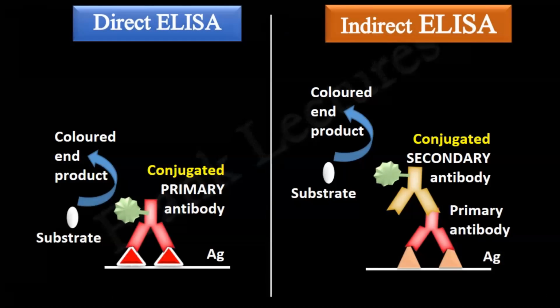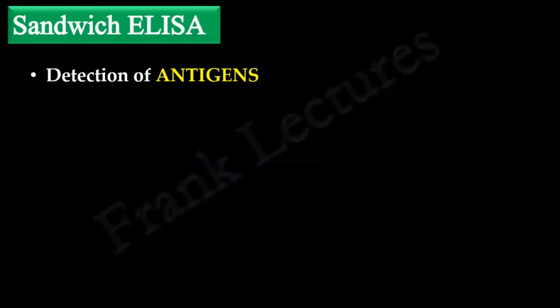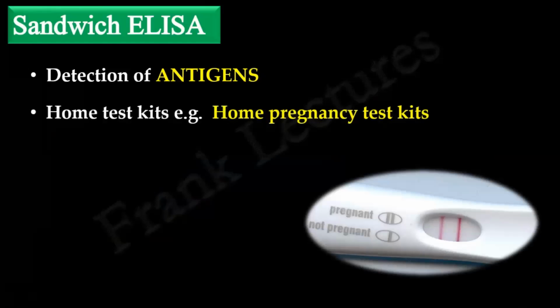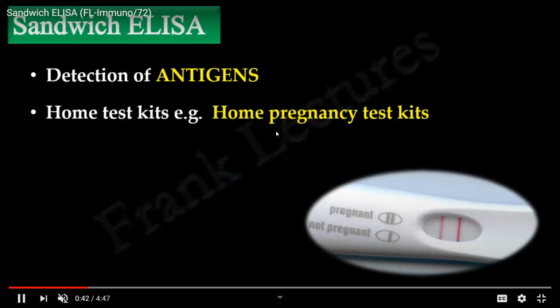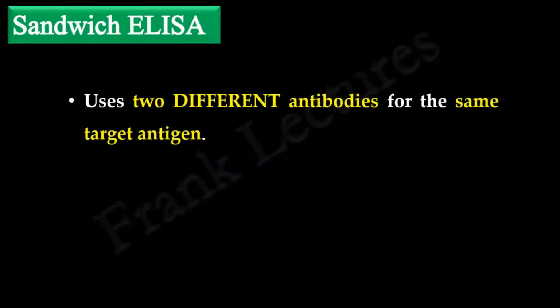Now, when we say sandwich, what do you understand by that term? Sandwich means in between something, in between two things. So for the same reason, the word sandwich has been used in this particular technology. Why is the sandwich ELISA used? It is used for detection of antigens. It is also used for home test kits like pregnancy test kits. In such tests, the sandwich ELISA method is used.